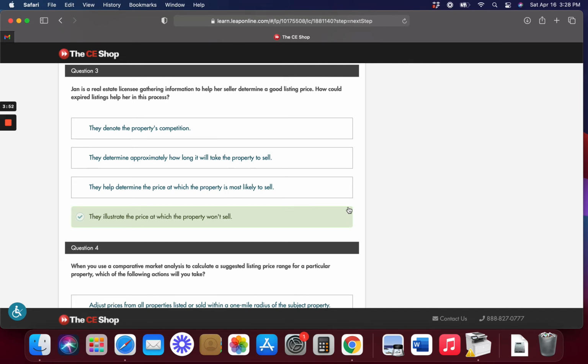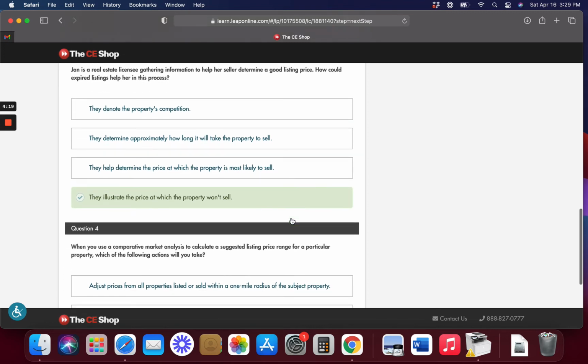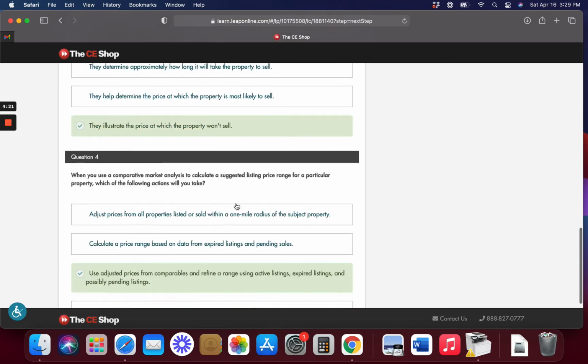So, a good listing price. How do expired listings help her? Expired listings help you because they illustrate the price at which the property won't sell. So, if you're going over price, you want to bring this information to your seller because they're going to try and get the most money they can. And if they want to price it too high, you want to show them that if they go too high, their property is not going to sell. So that is super important, by the way.